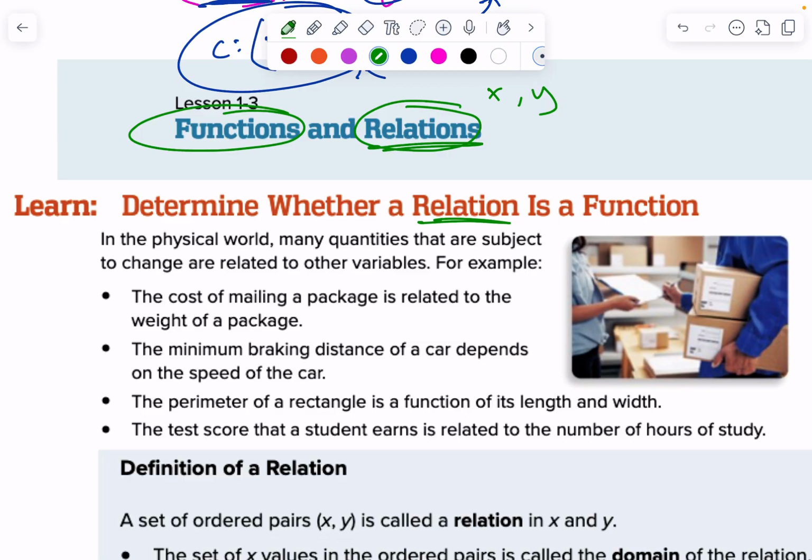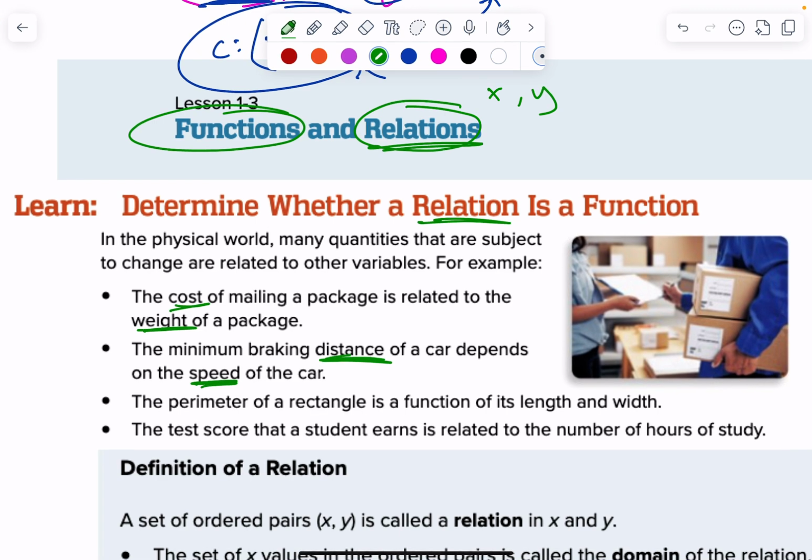In the physical world, many quantities that are subject to change are related to other variables. For example, the cost is related to the weight of a package. The braking distance of a car depends on the speed of the car. I should say not minimum. I'm going to underline braking distance. I'm going to underline distance, okay? So the distance depends on the speed of the car.